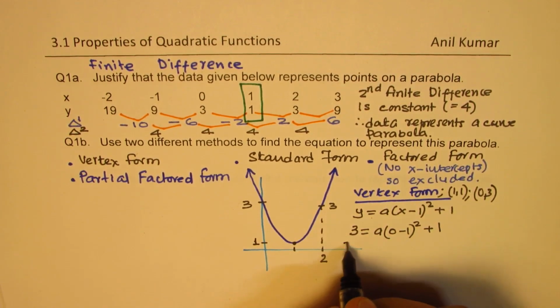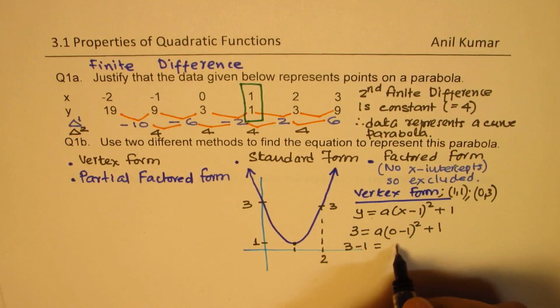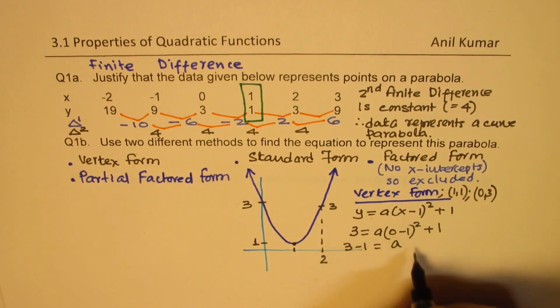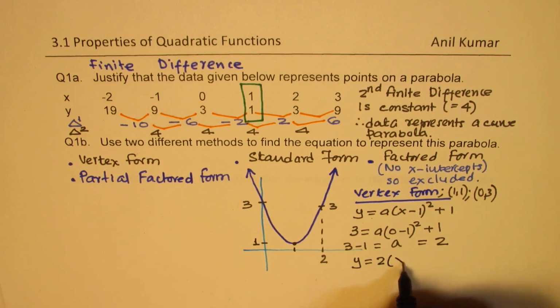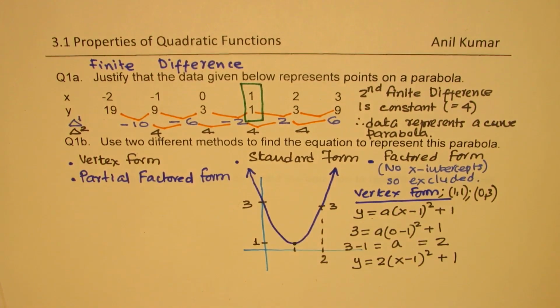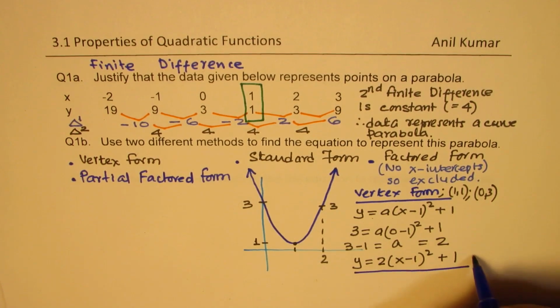Bringing this 1 to this side, we get 3 minus 1 equals a. Minus 1 squared is positive. So the value of a is 2, and therefore we get the equation as y equals 2 times (x minus 1) whole squared plus 1. Clear? So that becomes one of our equations.